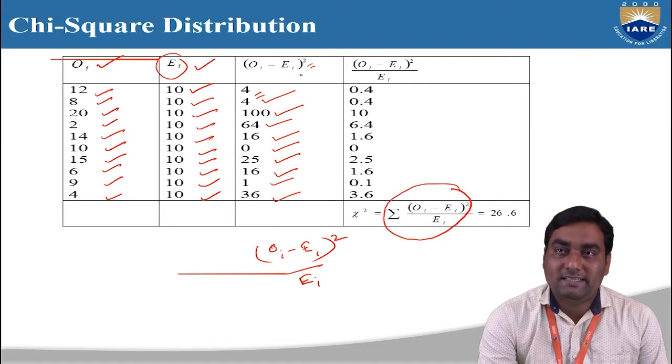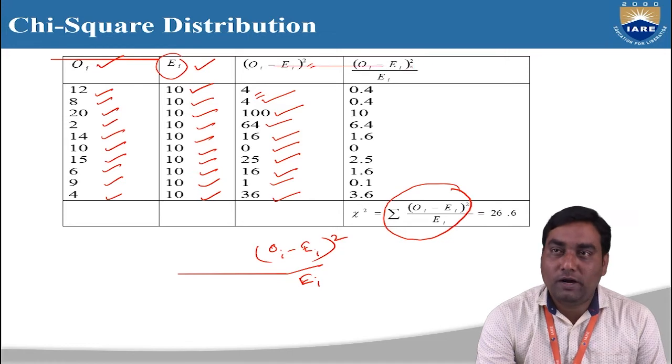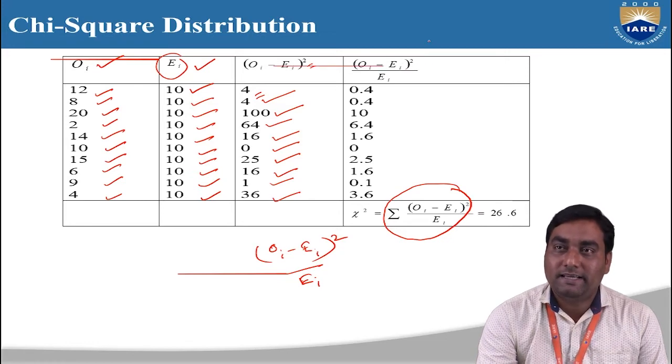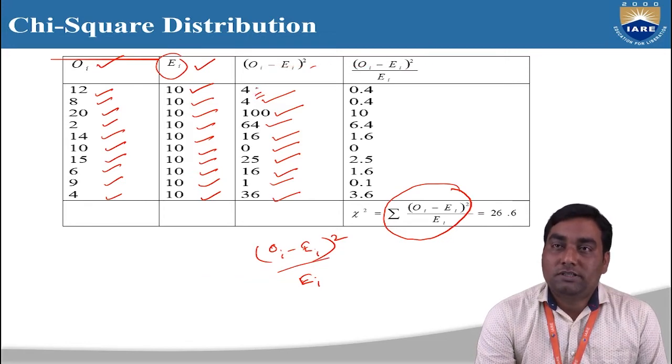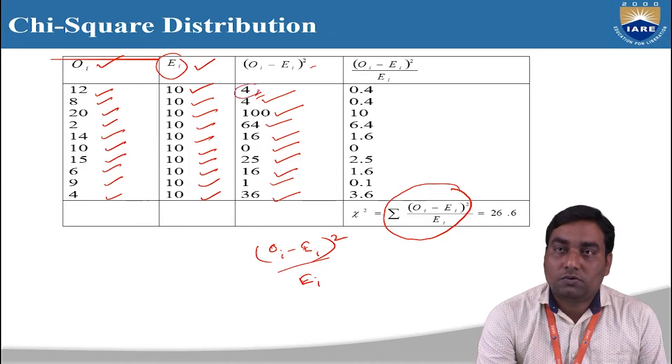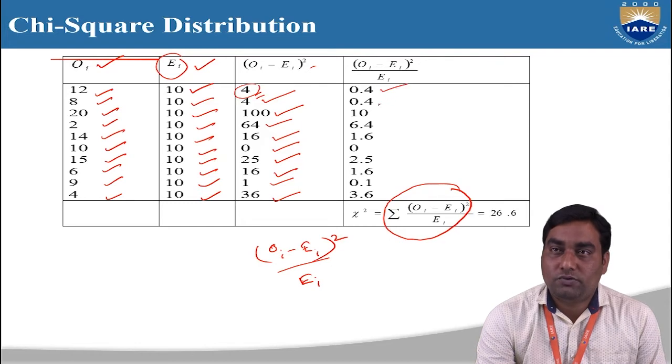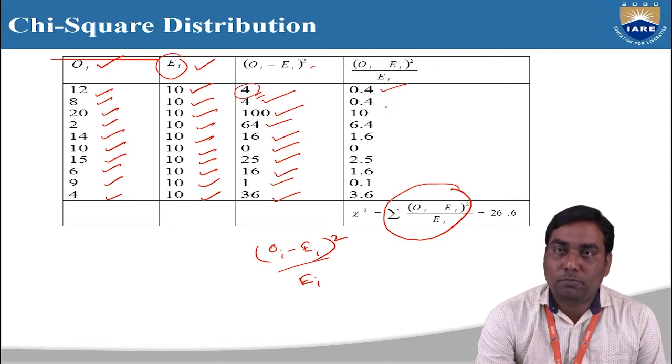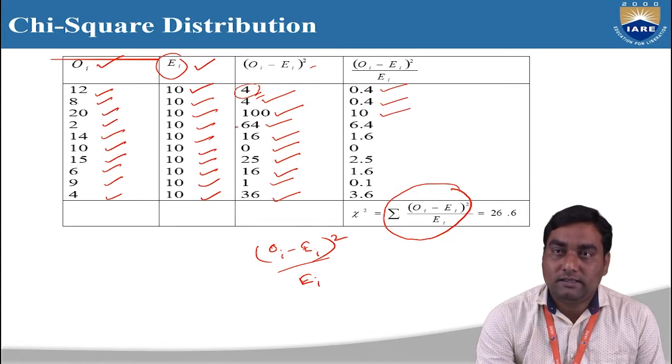This is OI minus EI whole square, and the EI values are also there. We can do OI minus EI whole square by EI. OI minus EI whole square is 4, by 10. 4 by 10, 0.4. Now coming to the second one, 4 by 10, 0.4. 100 by 10, 10 only. 64 by 10, 6.4.